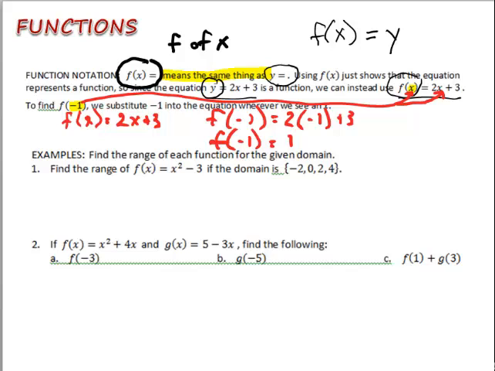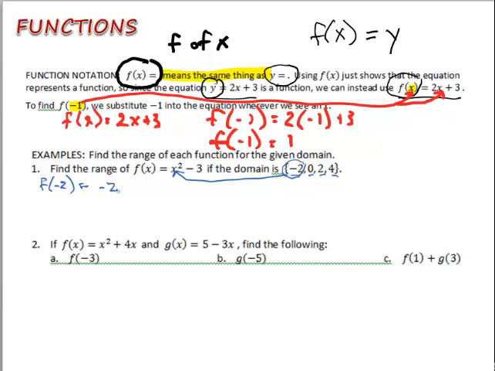So let's do a couple of examples. My first example is going to be f of x equals x minus 3 when the domain is negative 2, 0, 2, and 4. So remember, domain values, those are my x values I'm going to plug in. So I'm going to take negative 2 and plug it in for x. So I'm going to find f of negative 2. That's going to equal negative 2.